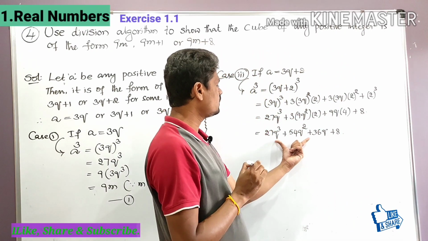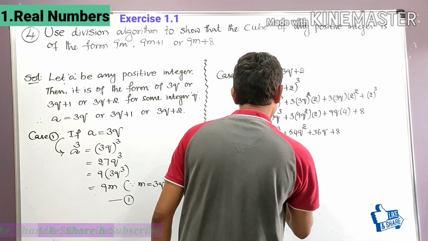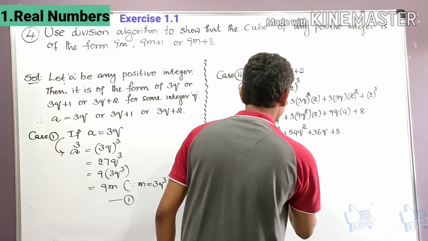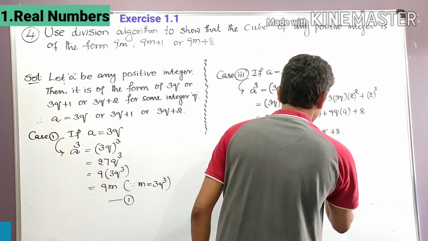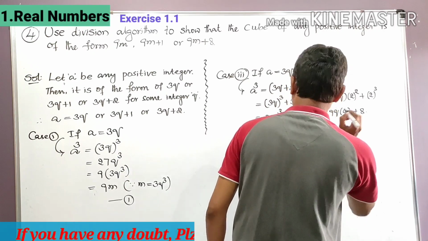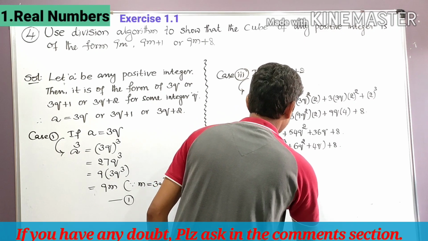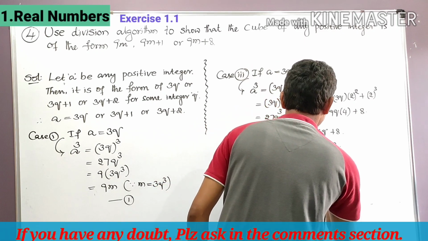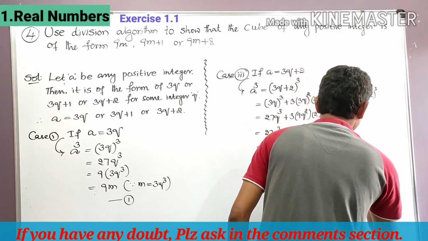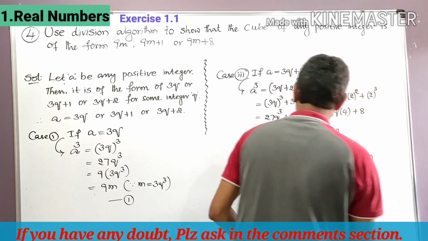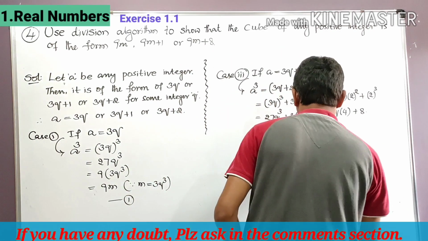So see here, in these three terms I am taking 9 common. So 9 into 3q cube plus 6q square plus 4q plus 8. So let this total be m, then it becomes 9m plus 8, since 3q cube plus 6q square plus 4q is equal to m. This is equation number 3.